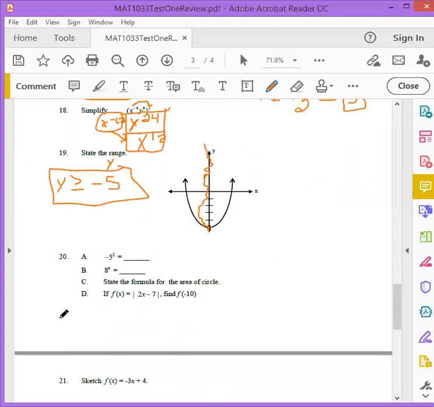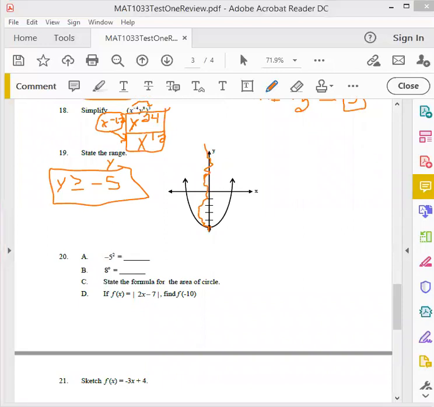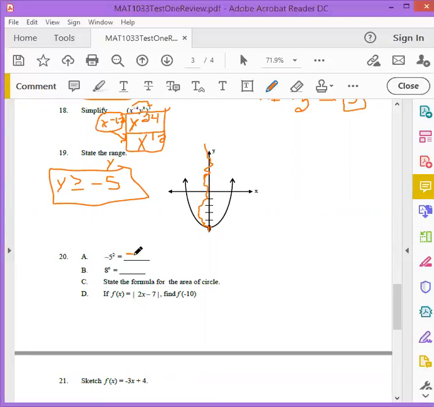And for number 20, we're just simplifying here, understanding -5 squared. That minus sign stays. And then 5 to the second power gives us 25. And now letter B, anything raised to the power of 0. We have 8 to the power of 0. Any number raised to the power of 0 is 1. So this one would be 1.